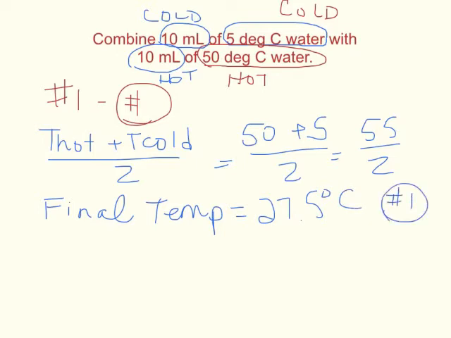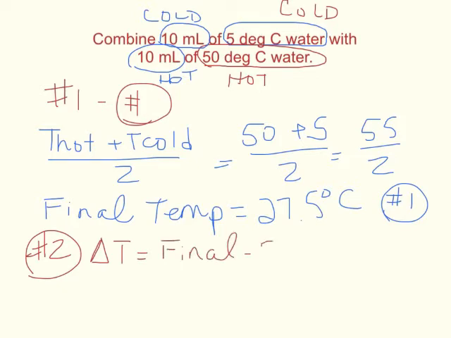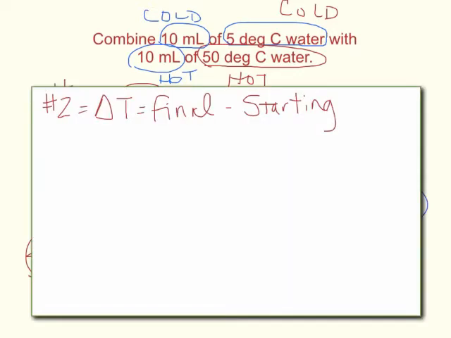Step number 2 is about finding change in temperature. Remember, triangle T, triangle meaning change. And so we need to take the final temperature minus the starting temperature for both the hot and the cold waters. So let's get some more working space for this.